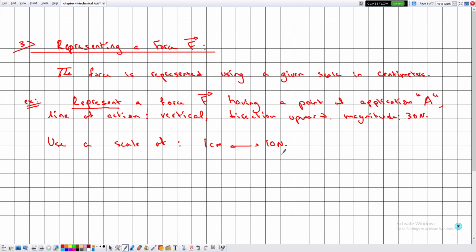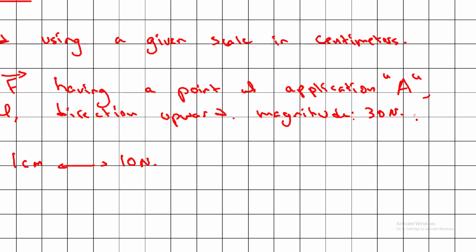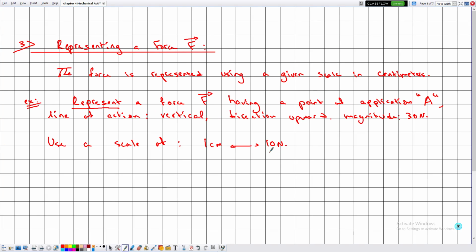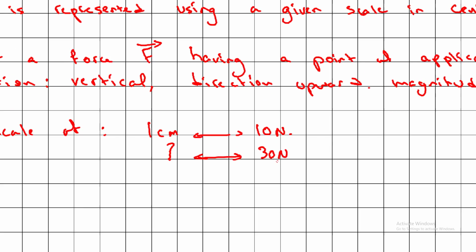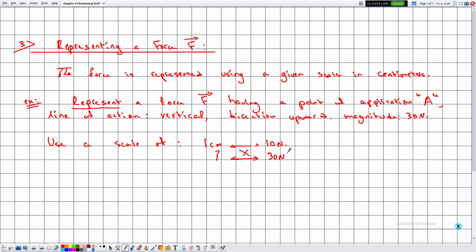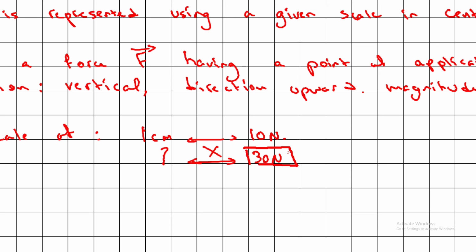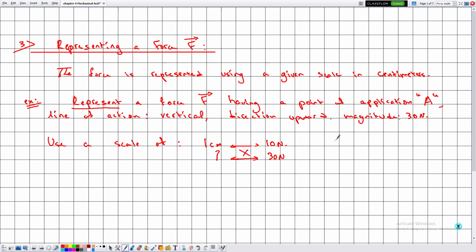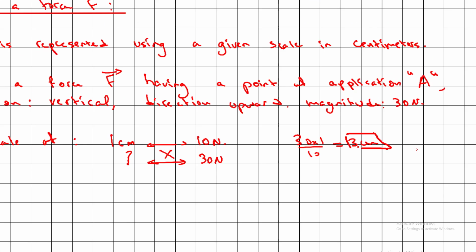So here first, in order to represent this vector, we need to determine the length of this vector because our rulers are graduated by centimeters and not by newtons. So here the magnitude is given by 30 newtons. So we place 30 newtons under 10. Then in this case, what is the length of this vector? Now we cross multiply 30 multiplied by 1 divided by 10. So this is equal to 3 centimeters. Then the length of this vector is given by 3 centimeters.